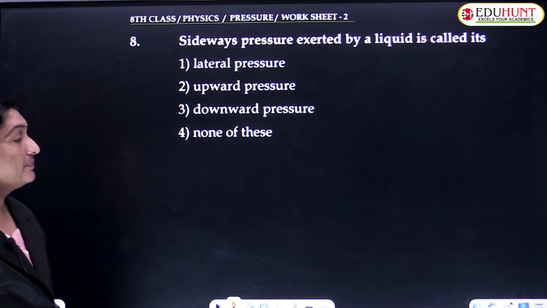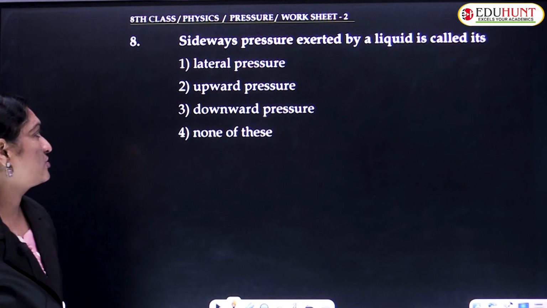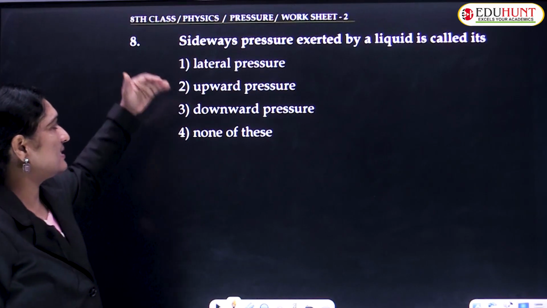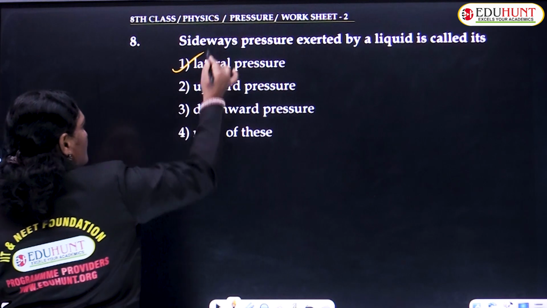So, eighth one. Sideways pressure. The other name for sideways is lateral pressure. Sideways pressure exerted by a liquid is called, is it lateral, upward, downward or none of these? Lateral pressure. So, the first option is true.